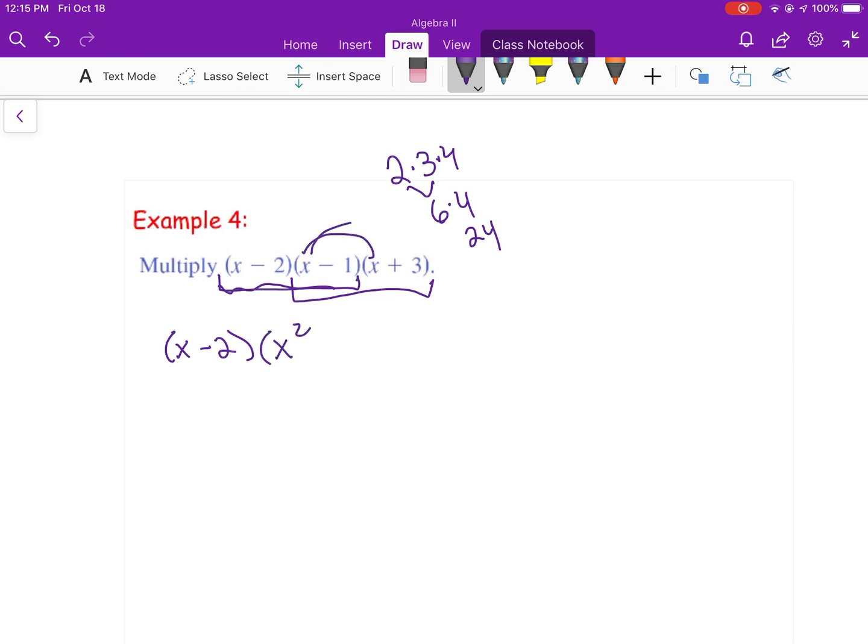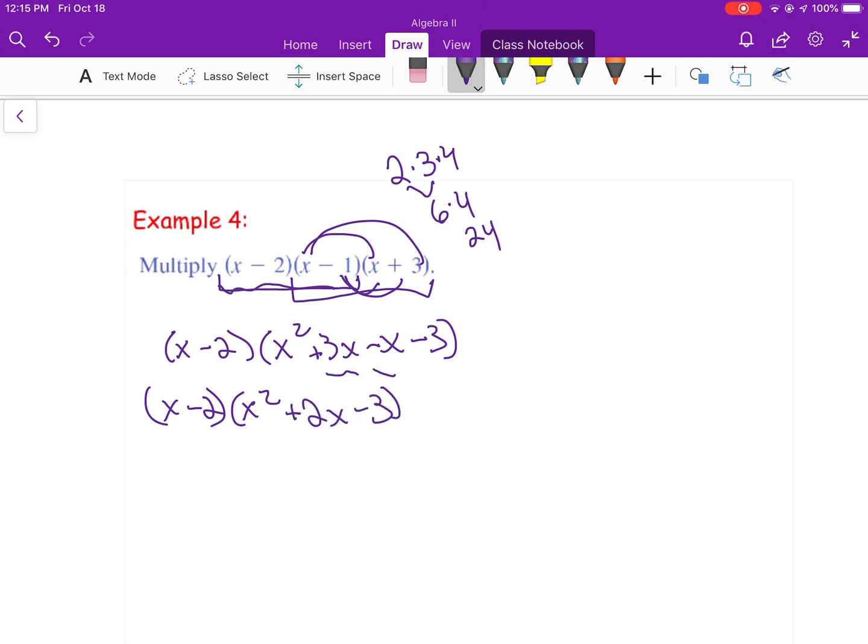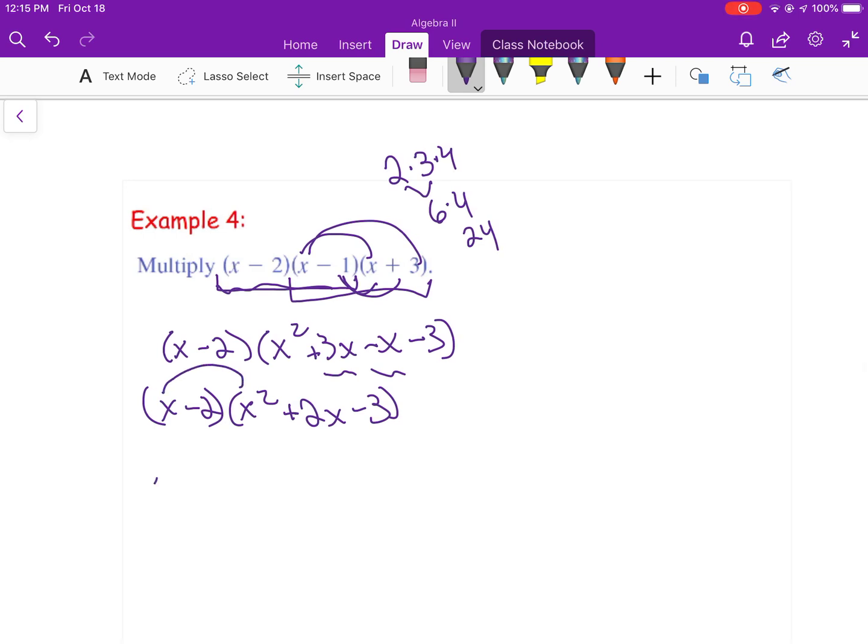I get x squared plus 3x, negative x, minus 3. Combine some like terms, get x squared plus 2x minus 3. I suggest that you combine the like terms first. It makes this next round of multiplication a little bit easier.